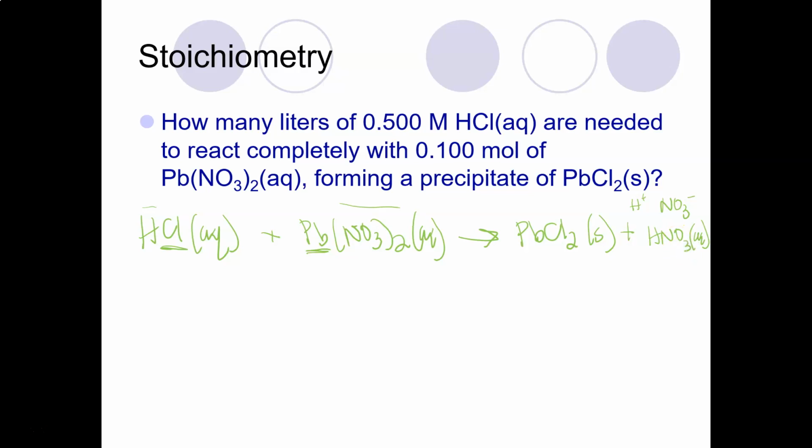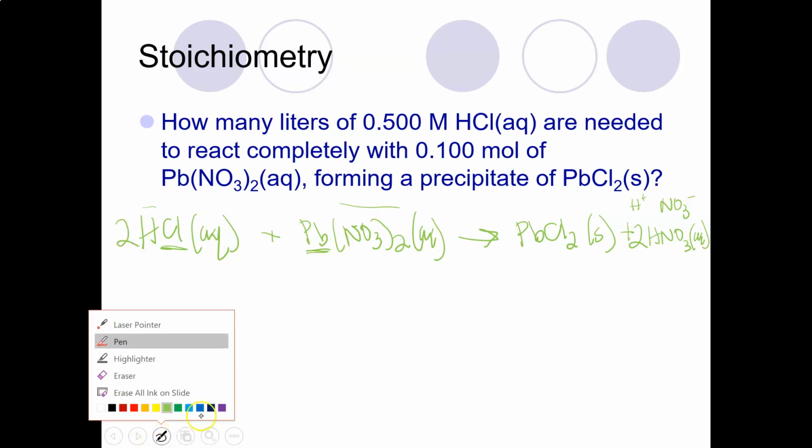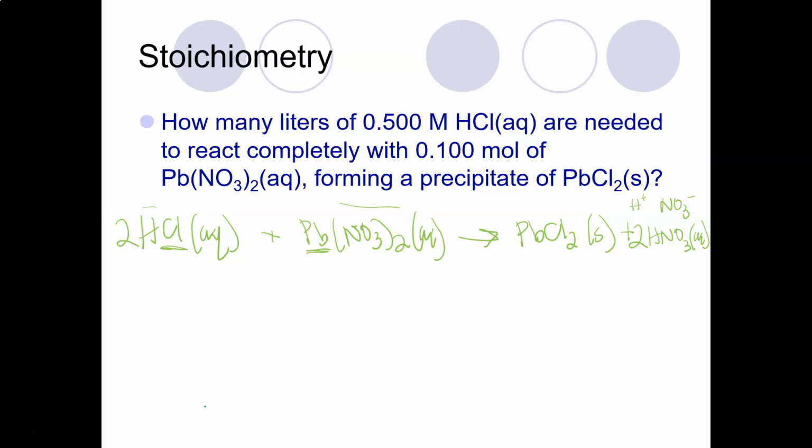Okay, so balanced equation. We've got to look to see if it's balanced. 2 nitrates, 1 nitrate. Oh, crap. So I'm going to put a 2 right there. My hydrogens and my chlorines are both unbalanced. I'm going to put a 2 right there. So, okay. Now I want to go back and let's look at the question and start thinking about numbers.